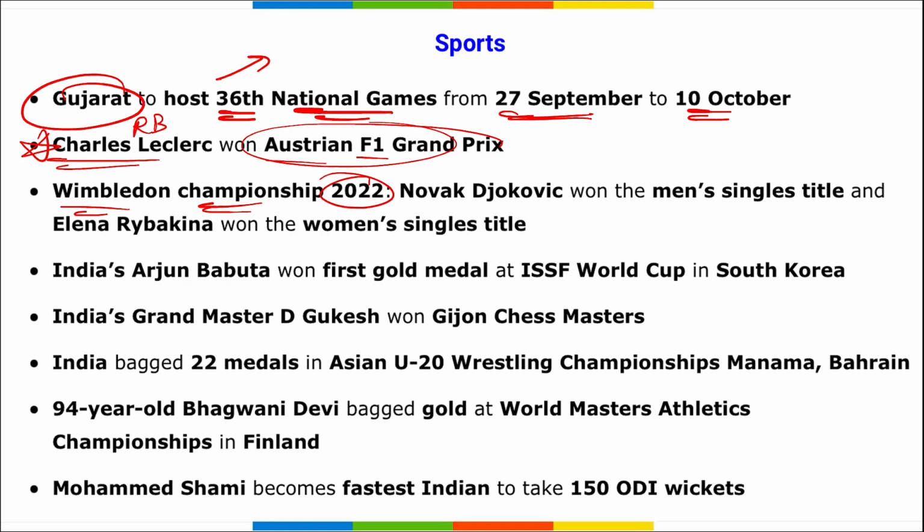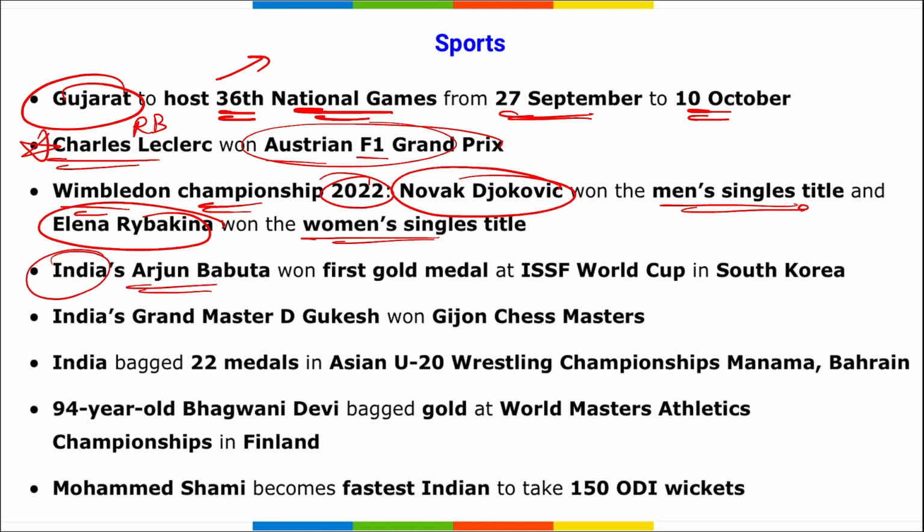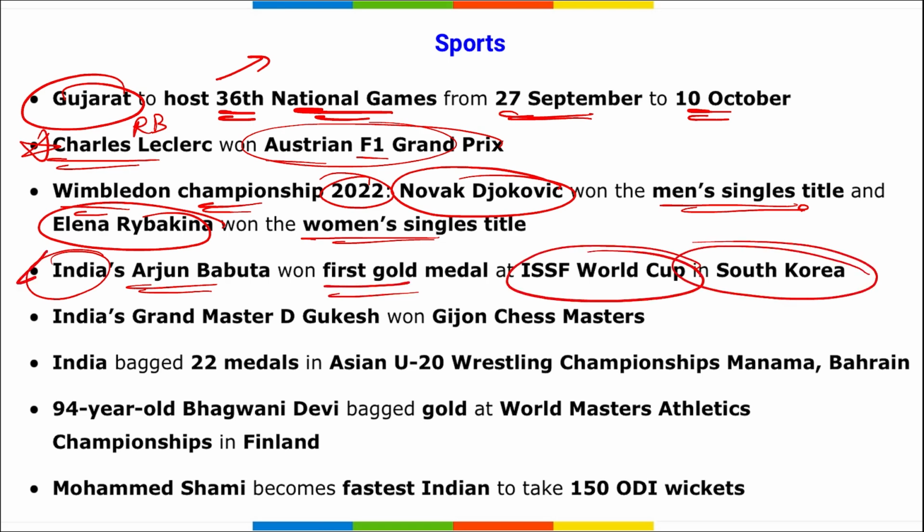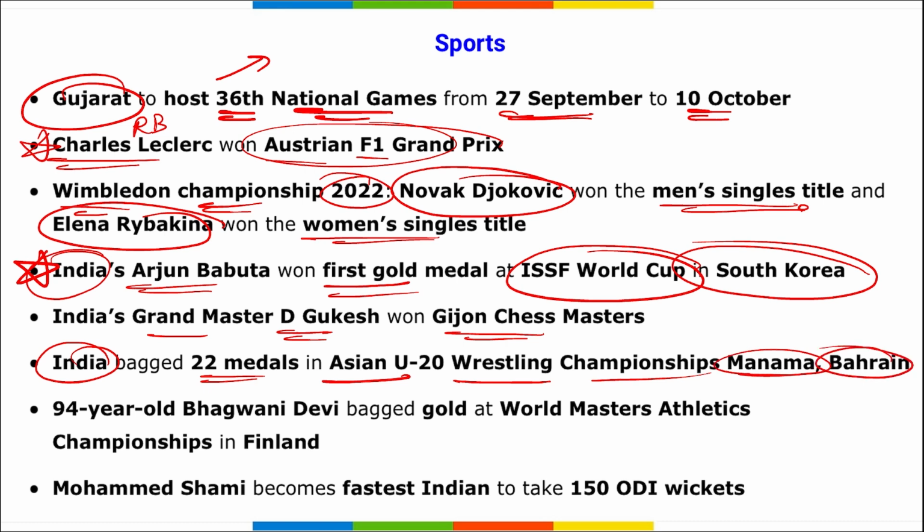Wimbledon Championship for 2022 was held and Novak Djokovic has won the men's singles title and Elena Rybakina has won the women's singles title. India's Arjun Babuta has won the first gold medal at the ISSF World Cup that was held in South Korea. Take a note. India's Grandmaster D. Gukesh has won the Gion Chess Masters. Then India has bagged 22 medals in the Asian Under-20 Wrestling Championship in Manama that was held in Bahrain. 94-year-old Bhagwani Devi has bagged the gold medal at the World Master Athletics Championship in Finland.